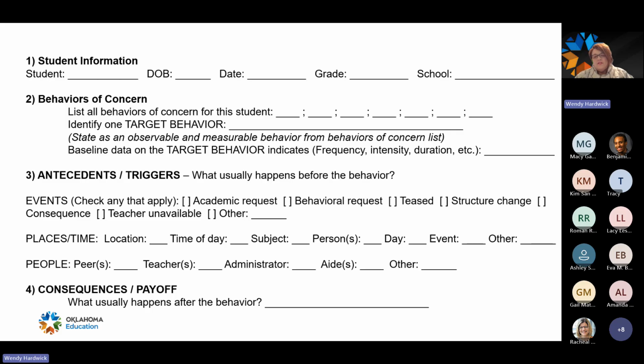It's really important that when we are conducting an FBA, we don't have a whole list of behaviors that we're trying to observe. We need to prioritize the behaviors, asking which are the most disruptive to the student's learning.